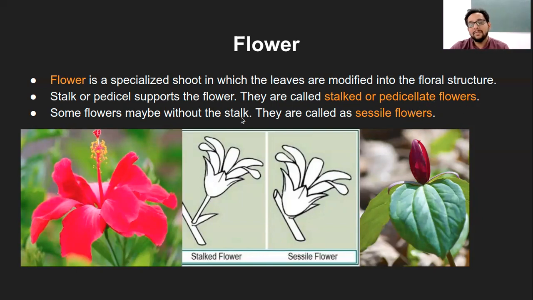And there are flowers without the stalk, and that is called a sessile flower. So just as a representation, in this middle flower, what you see is this is the stalk which is attached to the branch. Branch is not called stalk. There is a specific stem of the flower, and that is called pedicel or stalk.